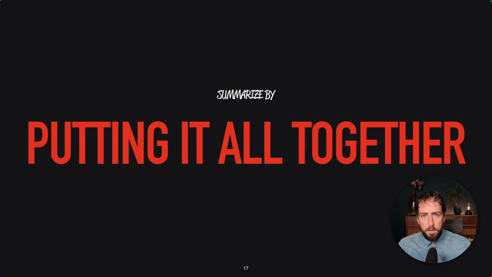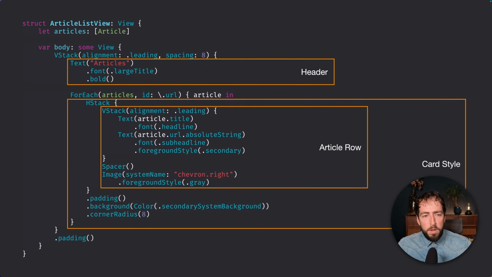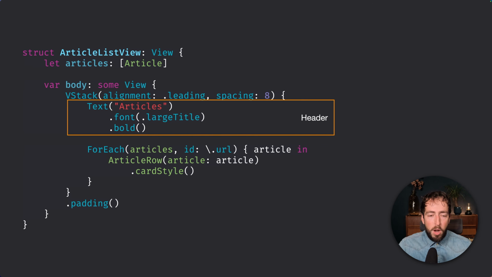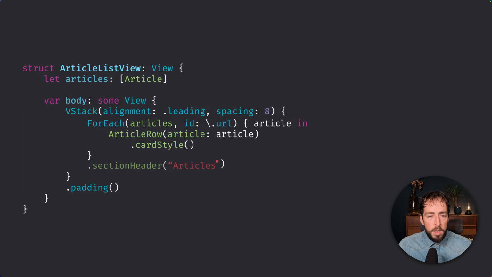So let's summarize this all together, right? We started with this view, and we saw a few containers, kind of like patterns in our view. And this is still a simple view, right? It could be much more advanced. So we first extract the article row into a dedicated view. Then we apply the card style on the article row itself. And finally, we set the section header using the extension that we created earlier.